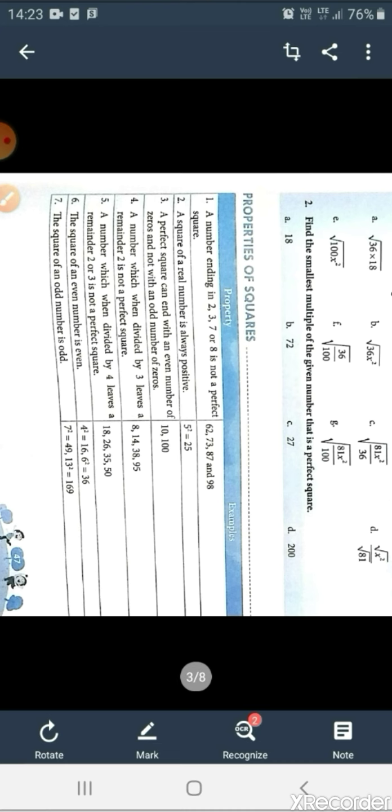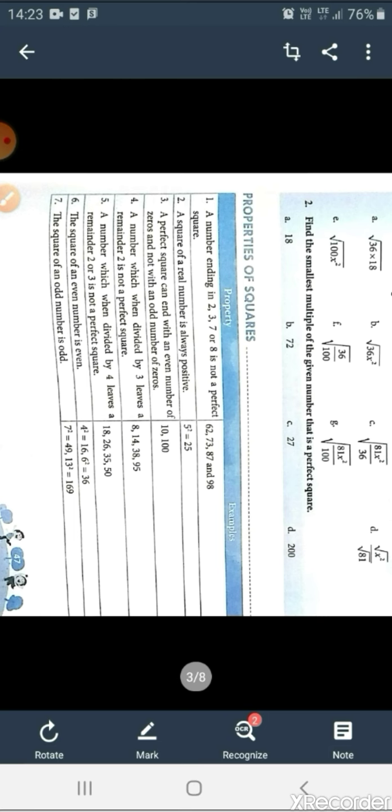6. The square of an even number is even. For example, 2 square is 4; 4 is even and 2 is also even. 4 square is 16; 4 and 16 are both even numbers. 6 square is 36; 6 and 36 are both even. 12 square is 144; 12 and 144 are both even numbers.